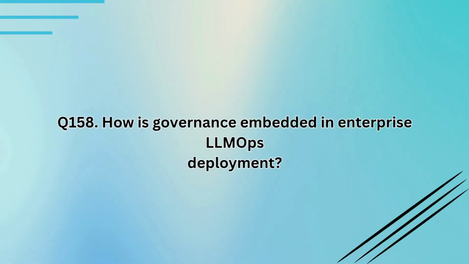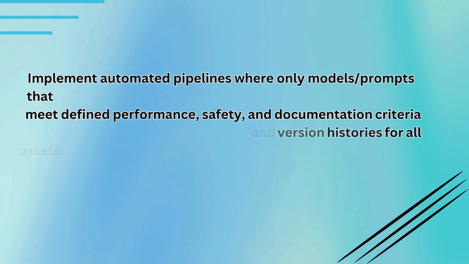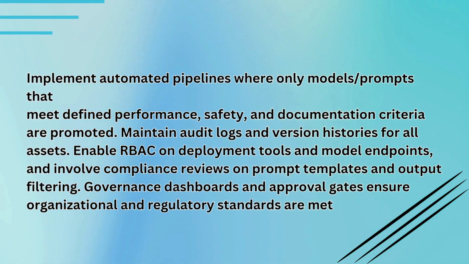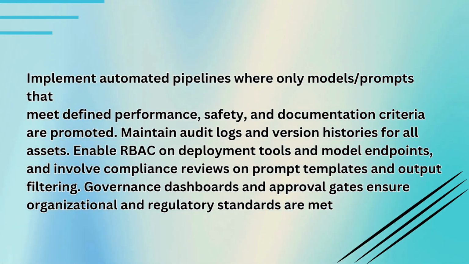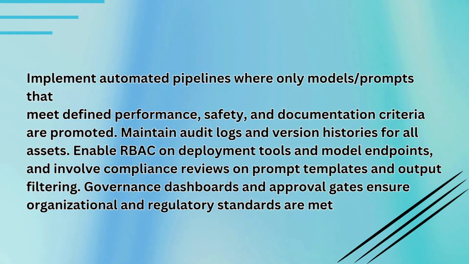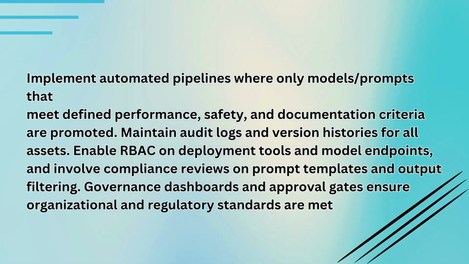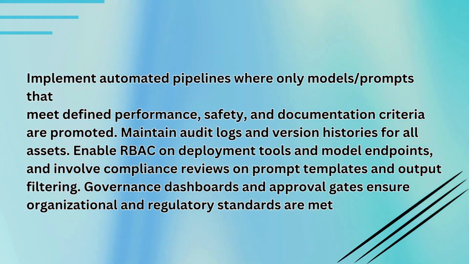How is governance embedded in enterprise LLM ops deployment? Implement automated pipelines where only models or prompts that meet defined performance, safety, and documentation criteria are promoted. Maintain audit logs and version histories for all assets. Enable RBAC on deployment tools and model endpoints, and involve compliance reviews on prompt templates and output filtering. Governance dashboards and approval gates ensure organizational and regulatory standards are met.